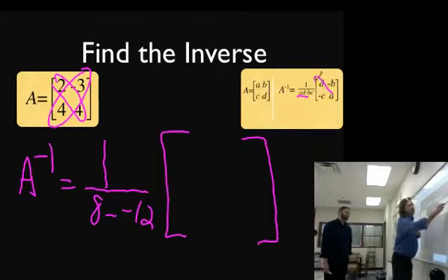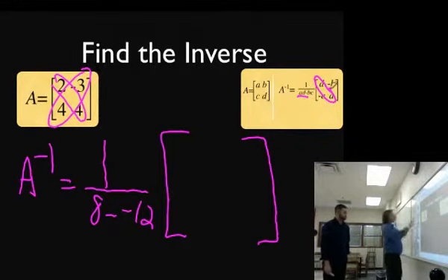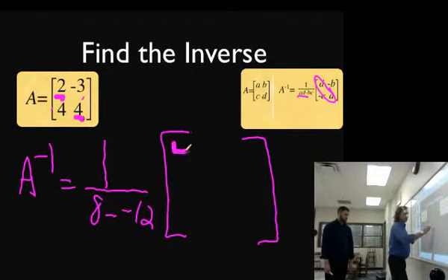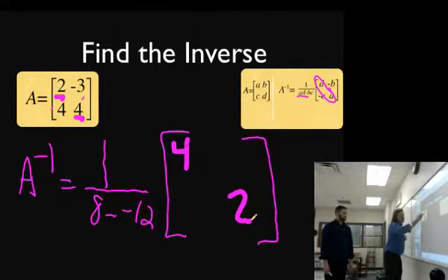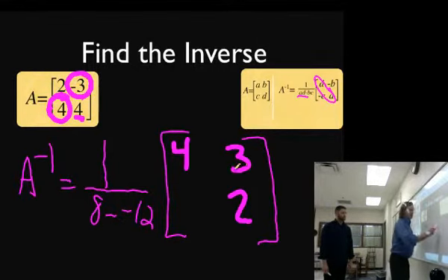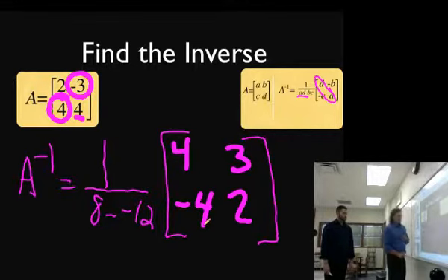So you said A and D trade places. So my A and my D are going to trade places. So we're going to have a 4, we're going to have a 2. And then these two change signs. So -3 changes to +3, and 4 changes to -4. What is 8 minus -12 there? It's 20.